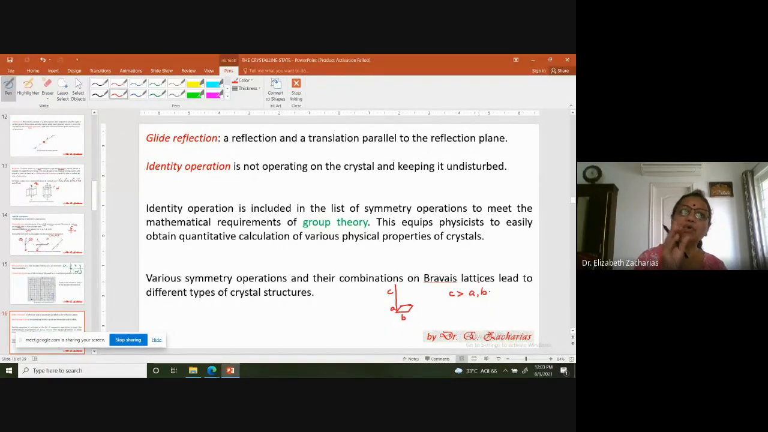So where do you do all these symmetry operations? That's the next question. All these symmetry operations that we discussed till now will be done on Bravais lattices. And when you do it on Bravais lattices, they lead to different types of crystal structures. I again repeat, all these symmetry operations and combinations of symmetry operations that we discussed are done on the Bravais lattices. And the resultant that you get is going to talk about the symmetry of that particular crystal, or you're able to generate all possible crystal structures by just doing this.